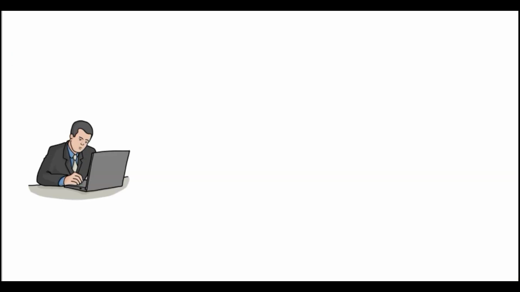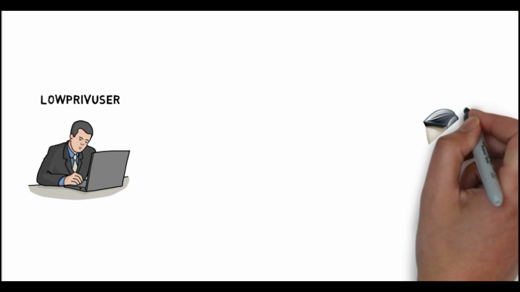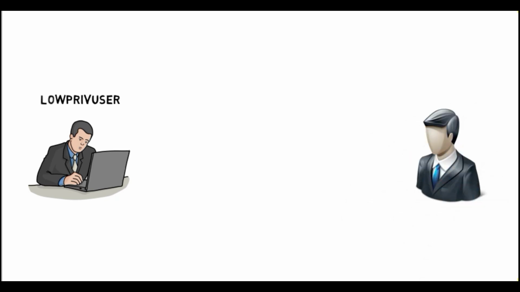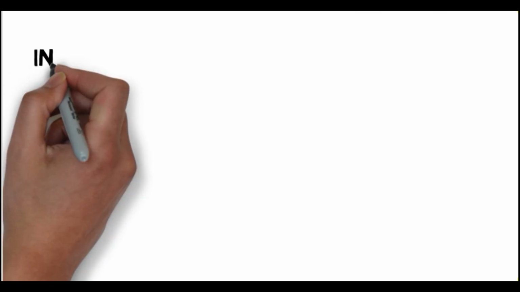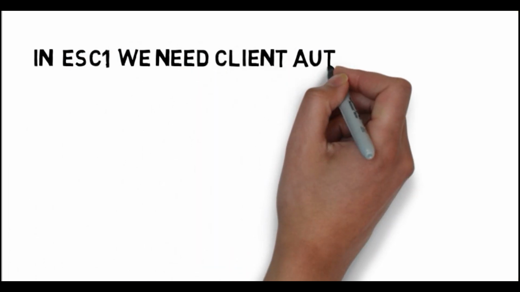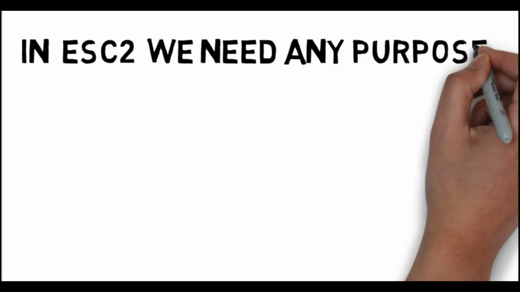Now, the next attack is SC2, which is an escalation technique that will also allow us to move from a low privilege user that has enrollment rights to a domain admin. SC2 is very similar to SC1. The difference is that in SC1, we need the client authentication EKU, and in SC2, we need the any-purpose EKU.